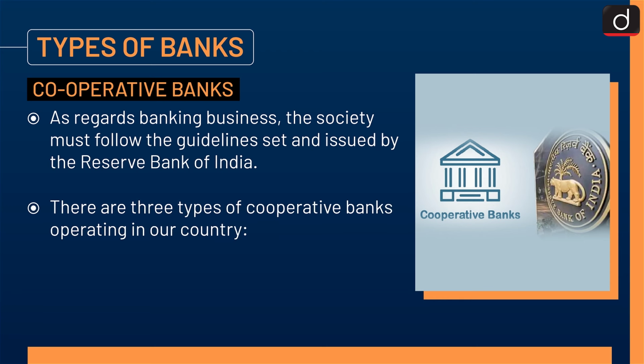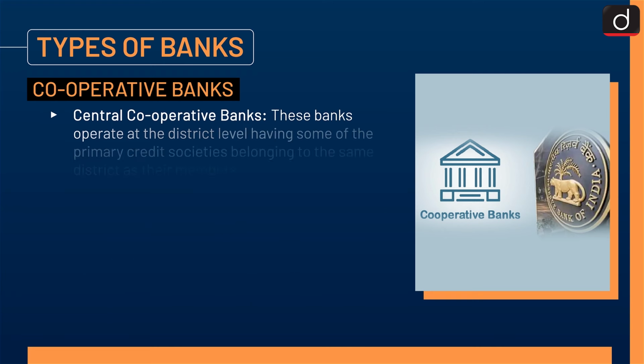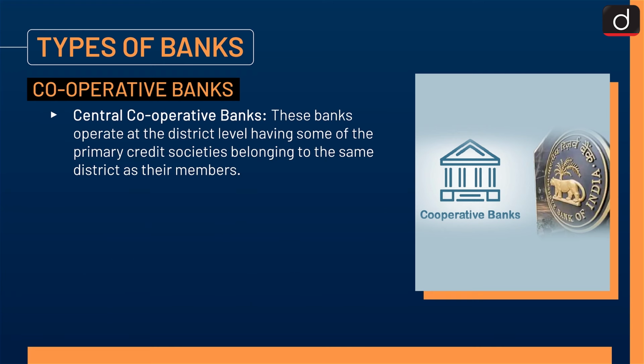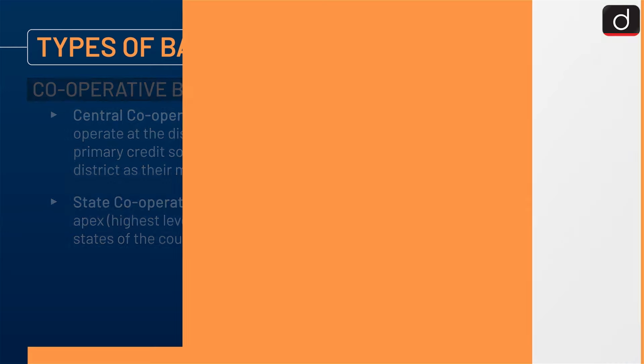There are three types of cooperative banks operating in our country. First is primary credit societies. These are formed at the village or town level with the borrower and non-borrower members residing in one locality. Central cooperative banks. These banks operate at the district level, having some of the primary credit societies belonging to the same district as their members. And state cooperative banks. These are the apex or highest level cooperative banks in all the states of the country.